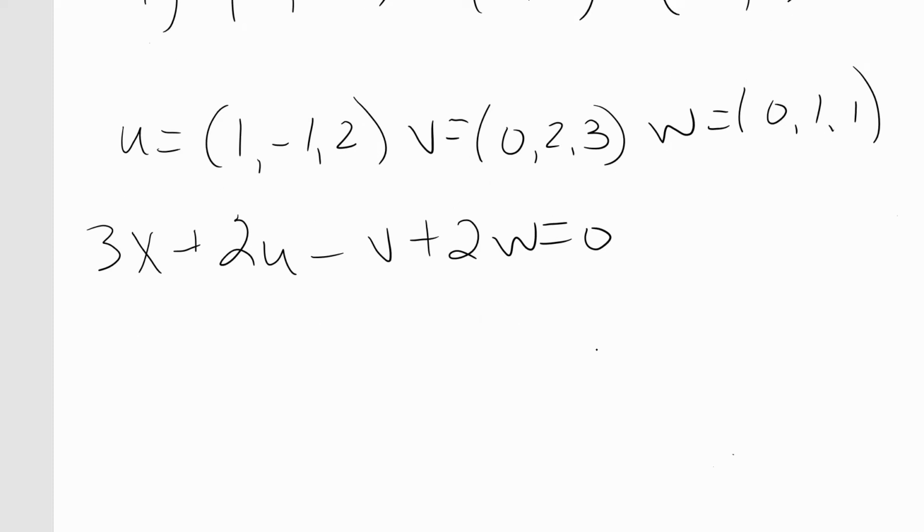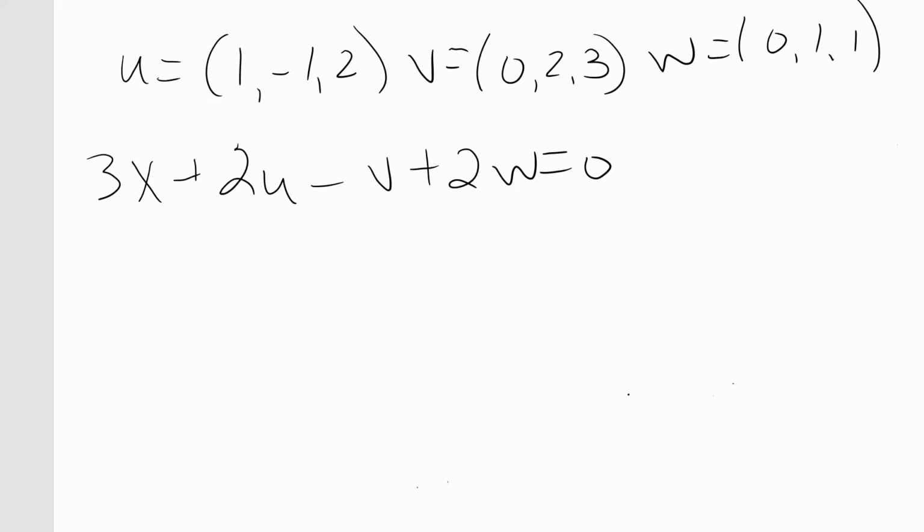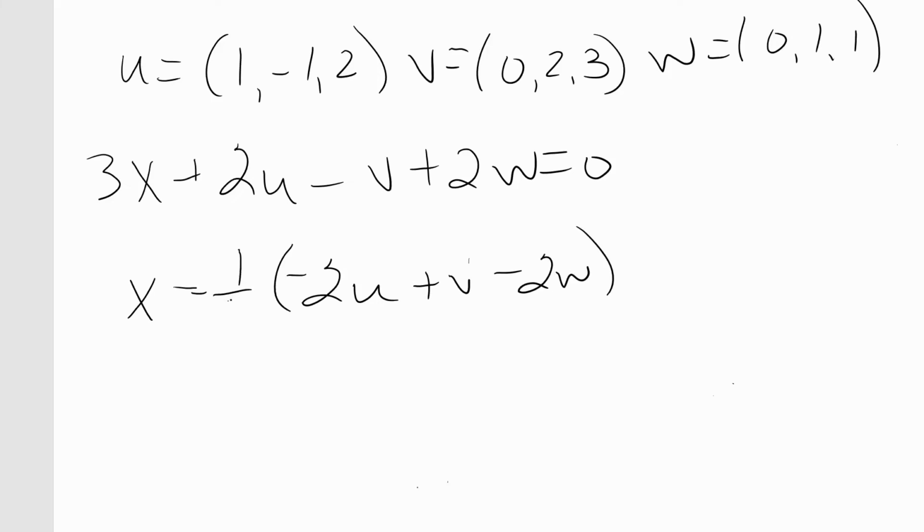There are multiple ways we can do this. You can plug everything in to begin with and solve from there, but I think it's easier to get x by itself. So I'm going to say x equals, subtract my 2u, so minus 2u, add v, subtract 2w, but I want x by itself, so I want to get rid of that 3 also, so I'm going to divide by it. Now I can plug it in, it's a little bit nicer.